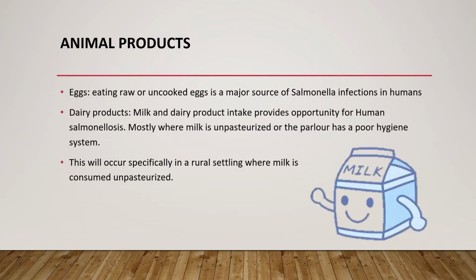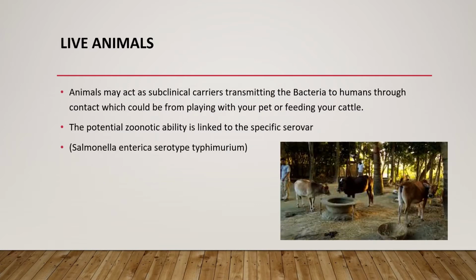Raw or uncooked eggs are a major source of Salmonella infections in humans. Dairy products have also been implicated, mostly where the milk is unpasteurized or the parlor has a poor hygiene system. Lastly, animals may act as subclinical carriers, transmitting the bacteria to humans through direct contact, which could be from playing with your pet or feeding your cattle. The potential zoonotic ability is linked to the specific serovar.